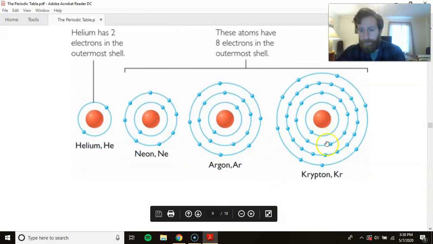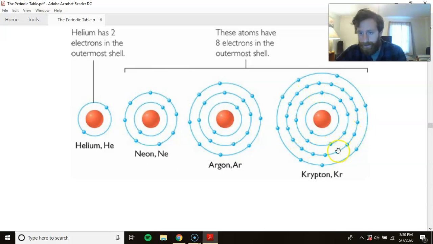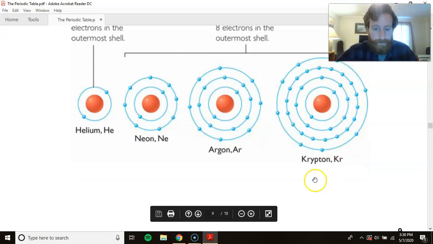You might wonder, well, here on krypton, this third energy level has far more than 8. That's because, remember, we fill 4s and 4p and then go back to 3d. So even though the 3d is filled after, it's still on the inside and not on the outside in the valence shell.